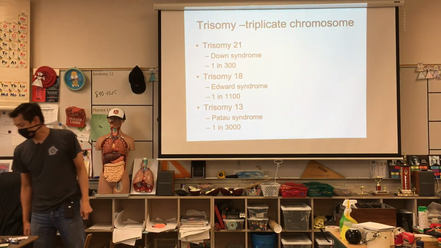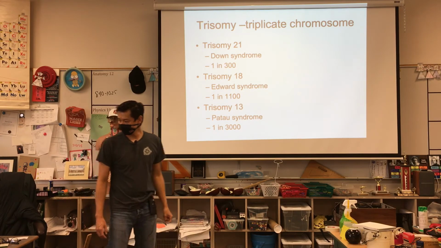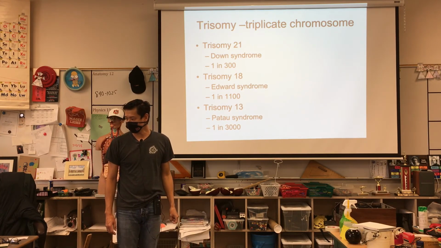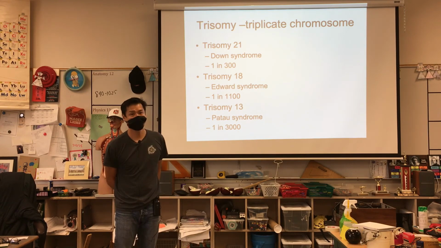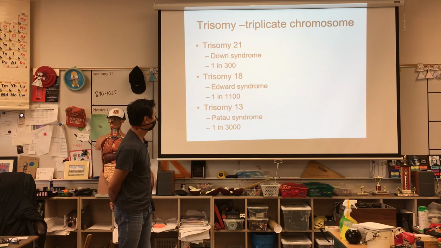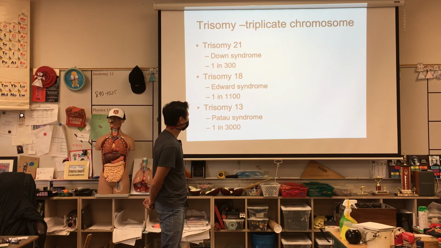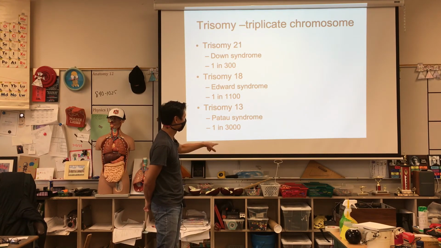There's other ones, trisomy 18, also known as Edwards syndrome, and trisomy 13, Patau syndrome. Down syndrome, 1 in 300, which is quite common. So McGee being 900 students, we'd expect around 3 people born with trisomy. And Edwards syndrome, 1 in 1100, and Patau syndrome, 1 in 3000.